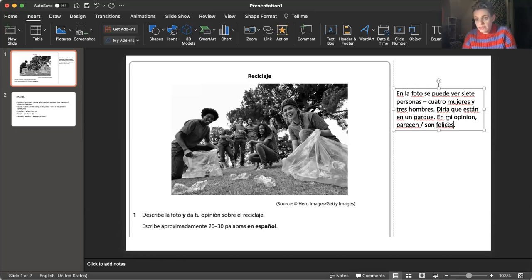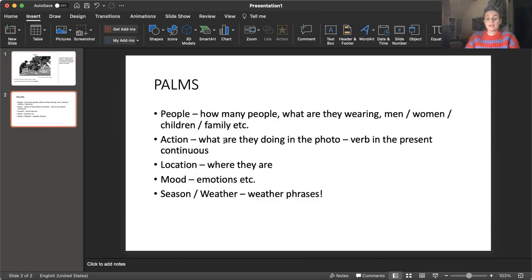And remember we're always agreeing our adjective with the people. For example, if it was one person, you would say feliz with a Z. But because it's more than one person, in the plural, you would say felices with an ES on the end and the C as well. So already I can see that I don't know what I could say about action. I know they're collecting rubbish, but I don't know how to say that in an advanced way, or I wouldn't be able to get that off the top of my head. So pick two or three of these PALMS bullet points and use those to describe the photo.